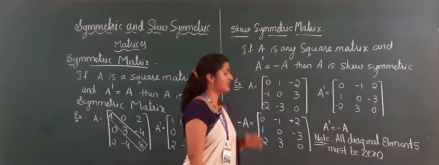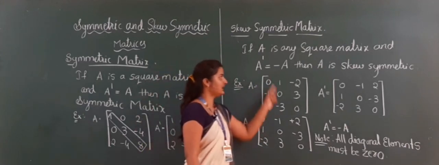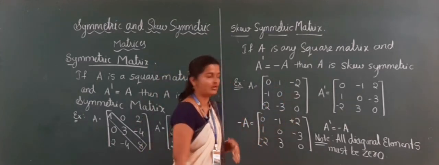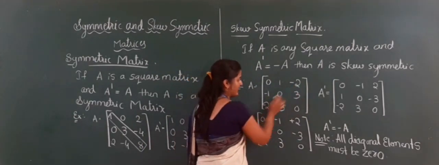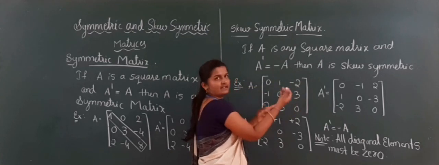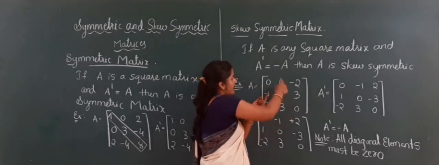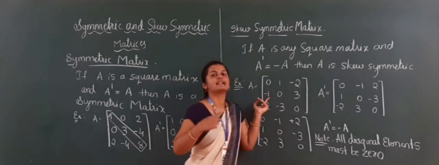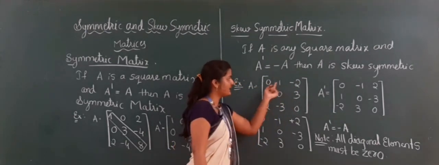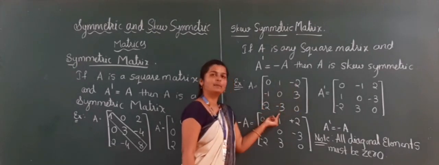In a skew symmetric matrix, all the diagonal elements should be 0, and the coinciding elements are the same number with reversed signs. Here this is matrix A. After folding, the coinciding elements are 1 and minus 1, minus 2 and 2, 3 and minus 3. Here the numbers are same, only signs are reversed.